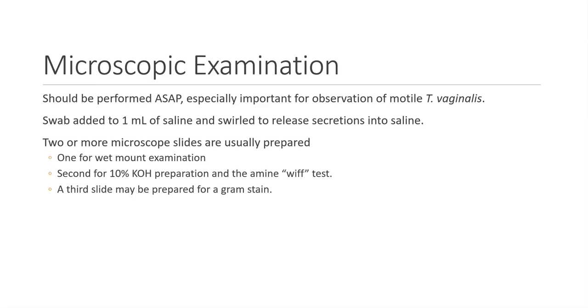The swab is added to 1 ml of saline and vigorously swirled to release the secretions into the saline. Then the swab is removed. Two or more microscope slides are usually prepared. One for the wet mount, the second for the 10% KOH preparation and the amine whiff test, and a third slide may be prepared for a gram stain if the physician suspects a bacterial cause for this condition.